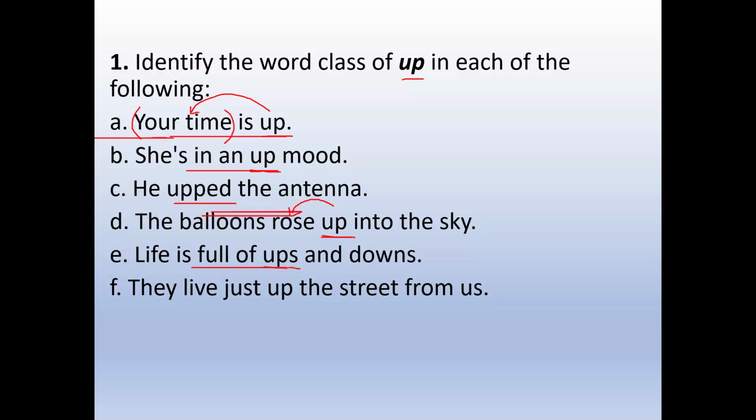And what about the last up? They live just up the street from us. This is where up is. How do you identify the word class? If it is confusing, you can ignore just, right? This is additional, not compulsory. Optional element. They live just up the street from us. What is up?